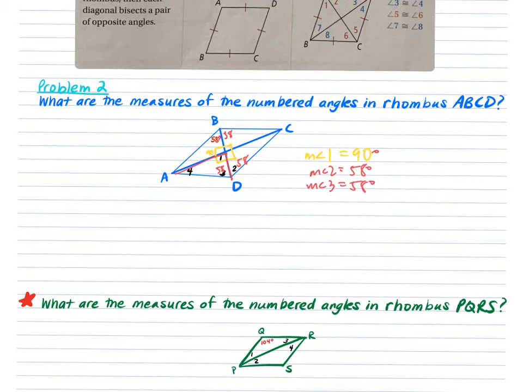And then because this makes a triangle, and all three of those angles add up to 180, you can just take the measure of angle 4 is going to equal 180 minus 90 minus 58, which is 32. So that's how that works.